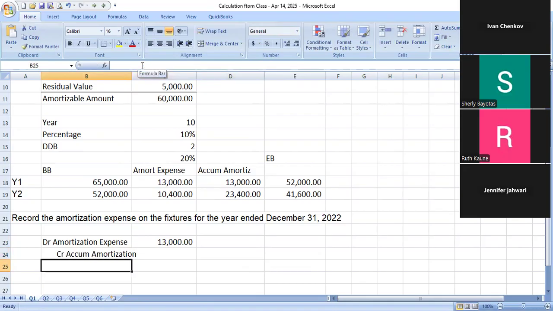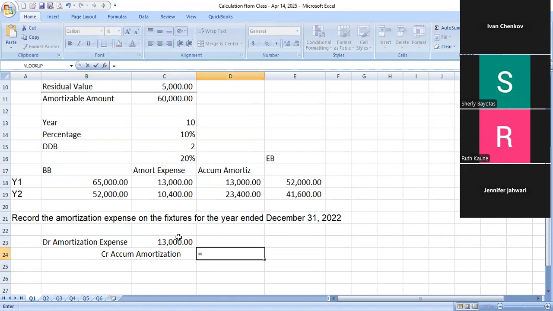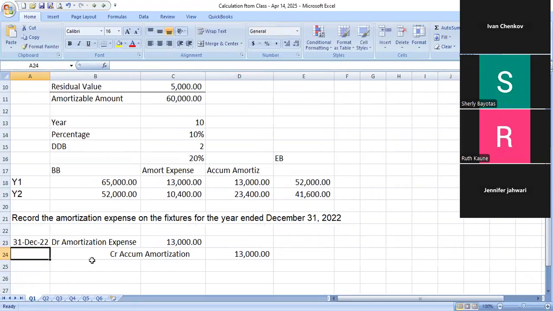452,000? Why 452,000? No, sorry, credit has to be equal. 13,000. Debit and credit have to be equal. We cannot do anything else. So that will be exactly the same amount, and we're done with the first one. That will be on December 31st, 2022. That will be our entry for that date.